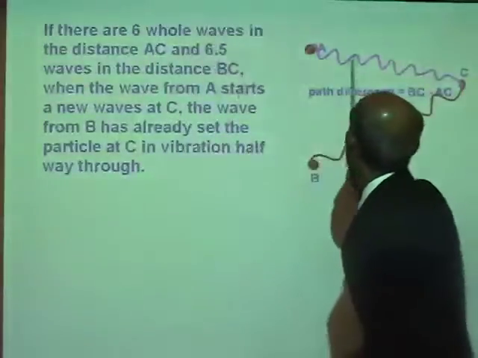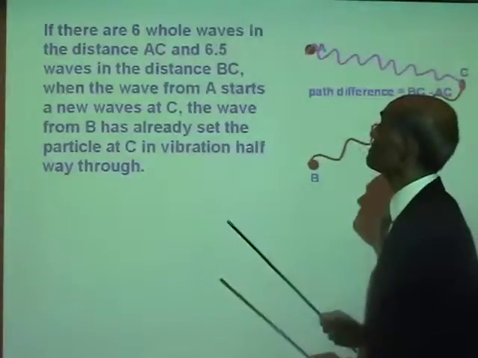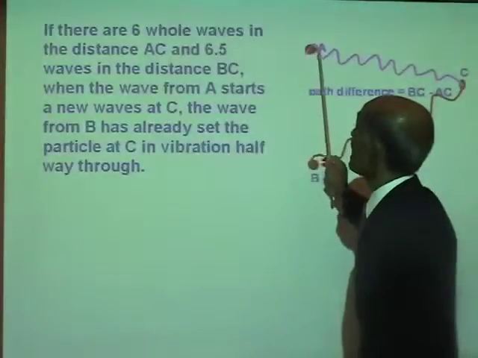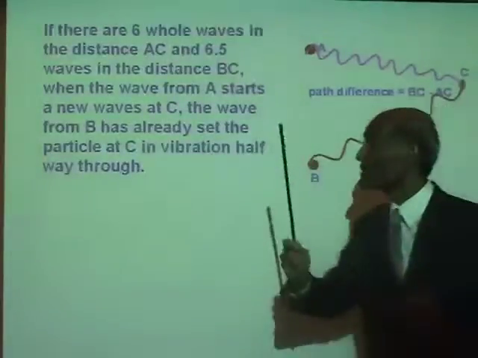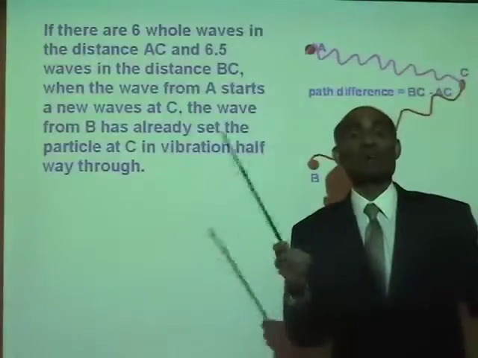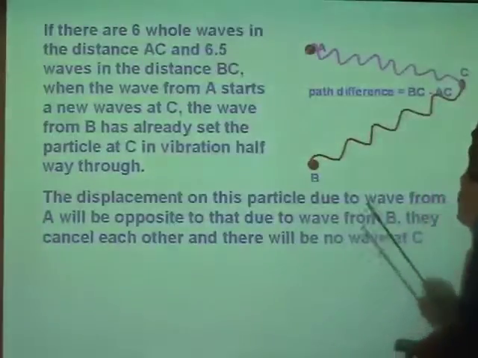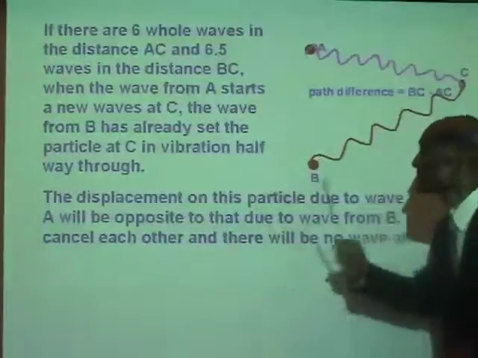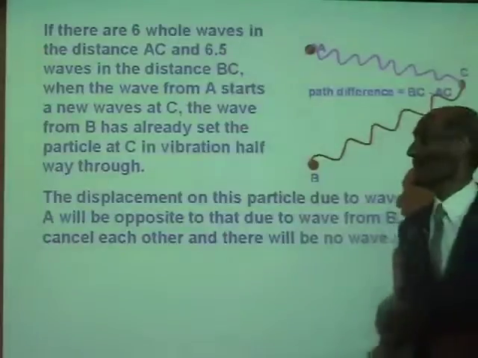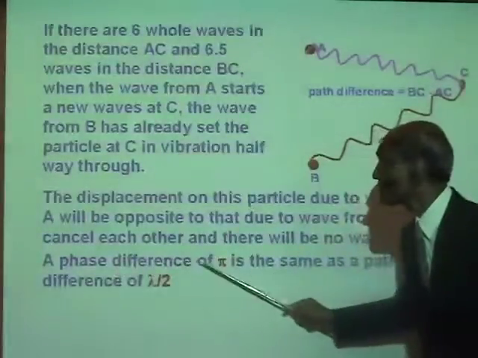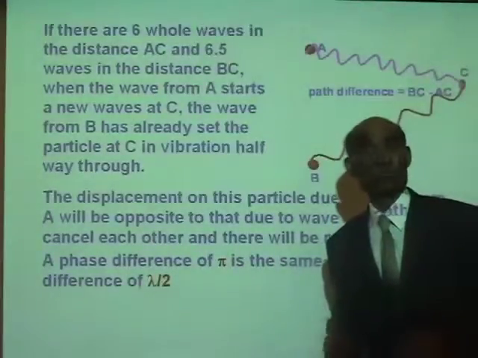If there are 6 whole wavelengths in the distance AC and 6.5 wavelengths in the distance BC, when the wave from A starts a new wave at C, the wave from B has already set the particle halfway through vibration. That means they are completely out of phase, and therefore the displacement on this particle due to the wave from A will be opposite to that due to the wave from B. They cancel each other. There will be no wave at C. So a phase difference of pi is the same as a path difference of lambda by 2. I hope you understand that.